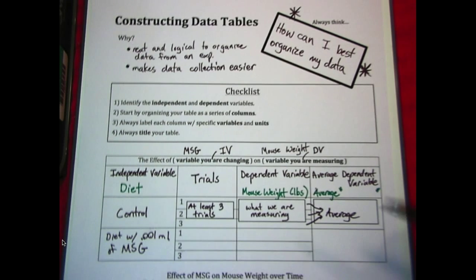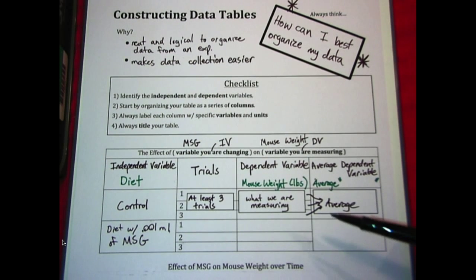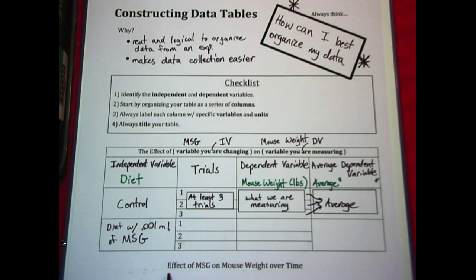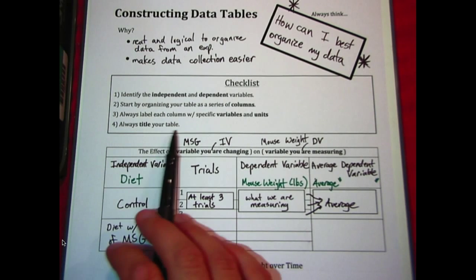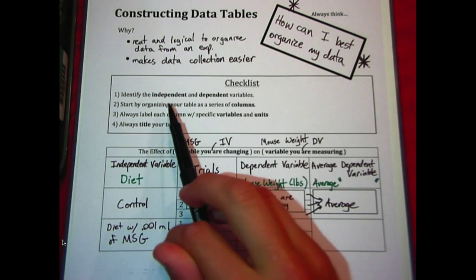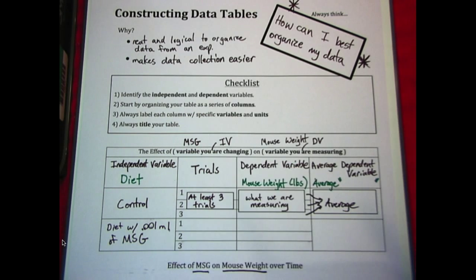So this is a good example of a data table right here. But depending on your experiment and your data, this isn't always going to work. So for instance, let's say we have a similar but different experiment right here. And again, we're going to start with the title, in this case, the effect of MSG on mouse weight over time. So let's start with identifying our independent and dependent variables.